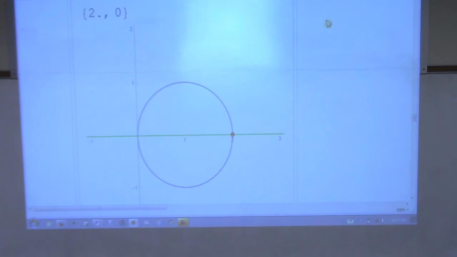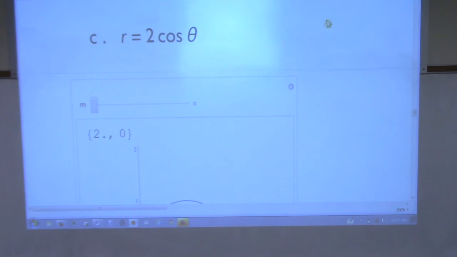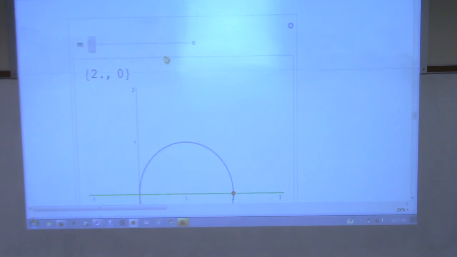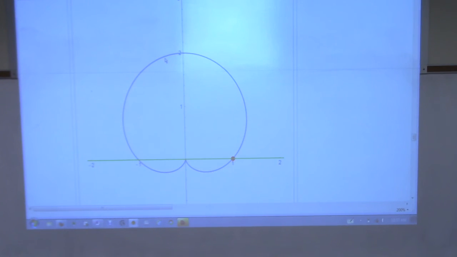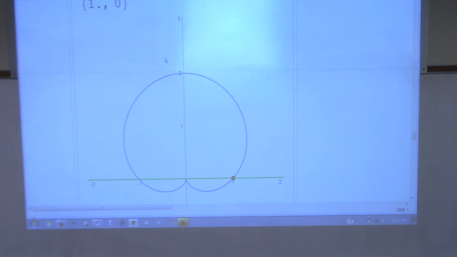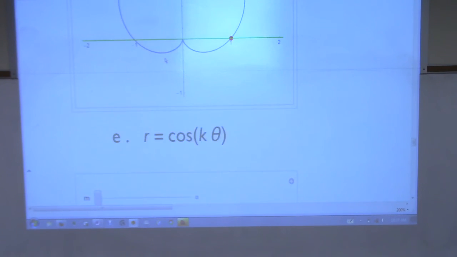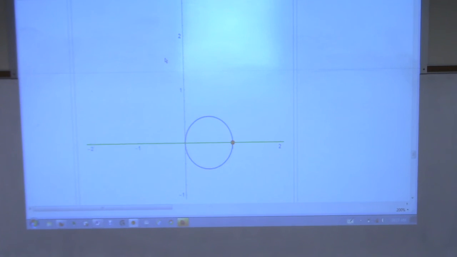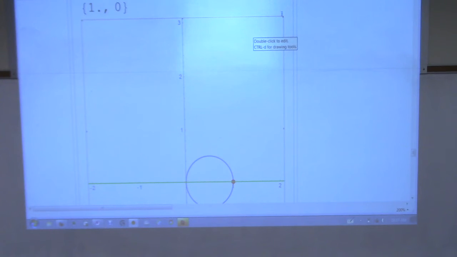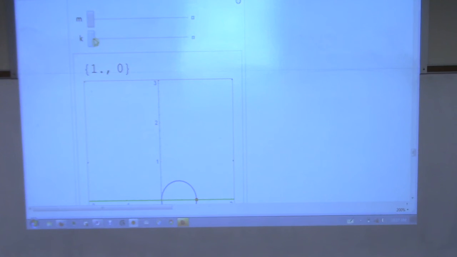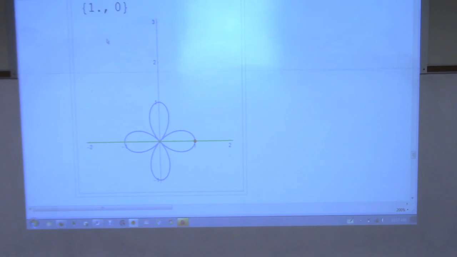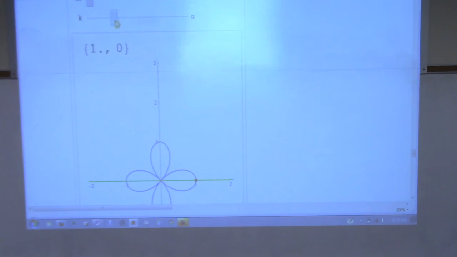If we graph this, this is what it looks like. I don't have time to get into this one, I'll do it next class, but r is 2 cosine theta. This is what it graphs. Here's 1 plus sine theta. This is what we call a cardioid. It looks like a heart, flipped over. I thought it was a peach. Then we have this one right here. This one's really cool. I'm going to talk about this next time, but watch this one. There are the roses. So you can have roses if you like roses.